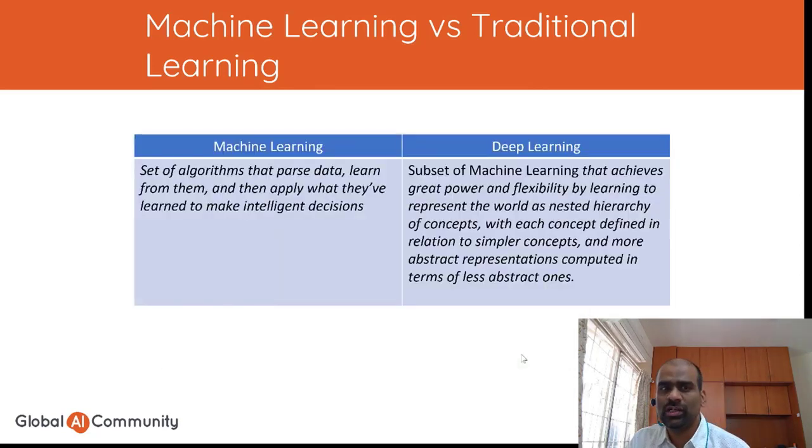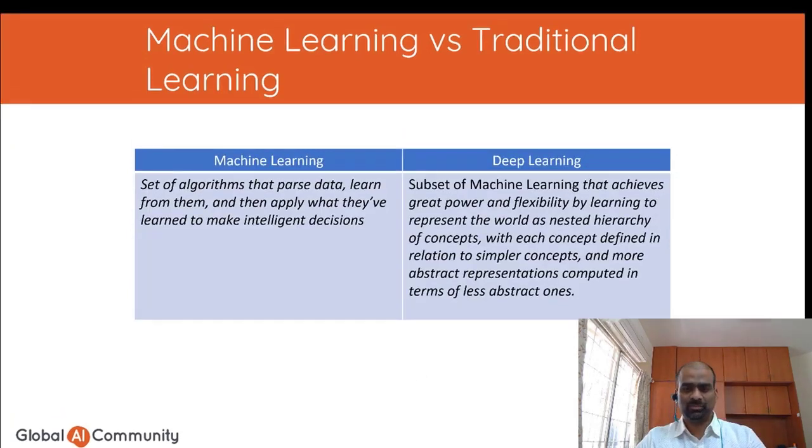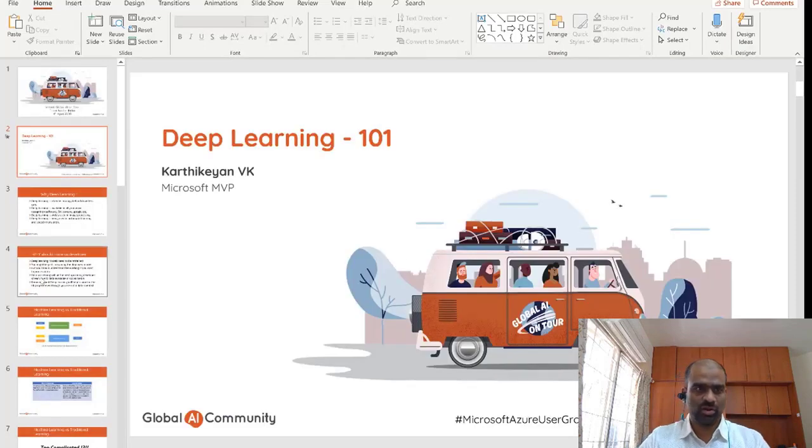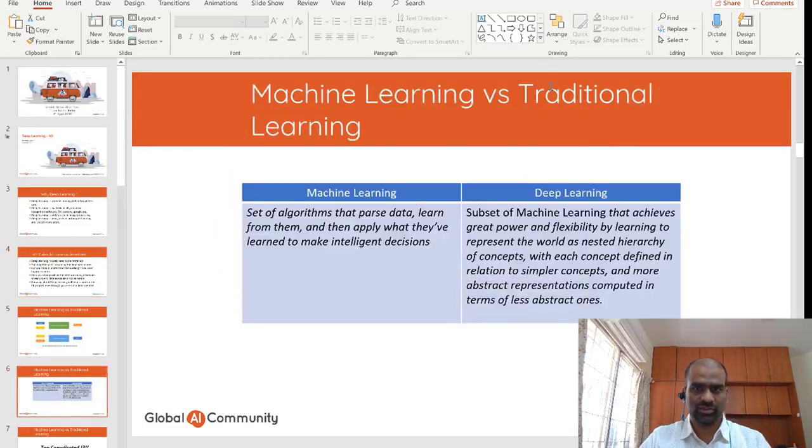So what's the difference between machine learning and, I mean, the slide is wrong, it should be deep learning. What's the difference between machine learning and deep learning? I think I put traditional learning everywhere, it should be deep learning. I'll go ahead and change it.